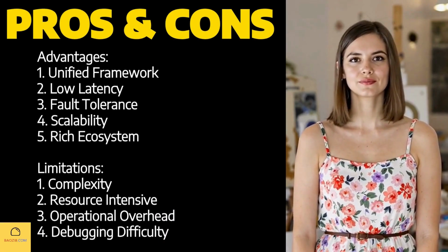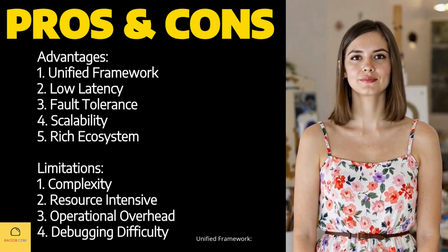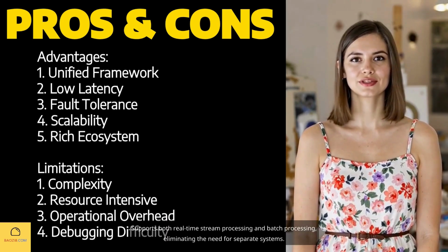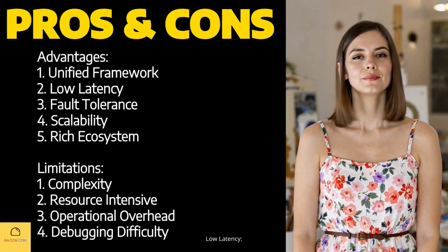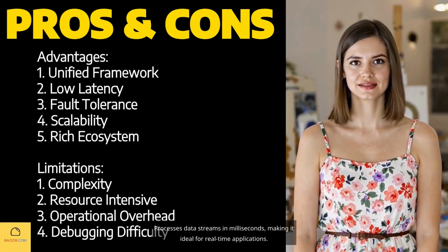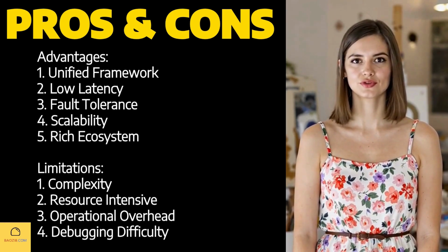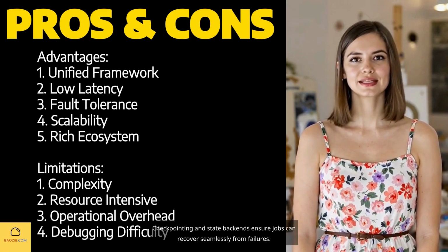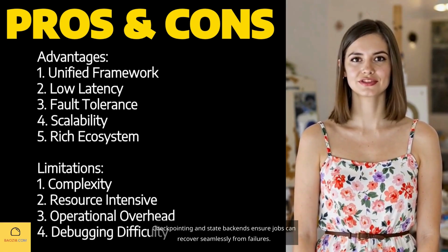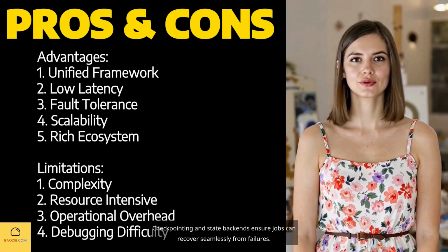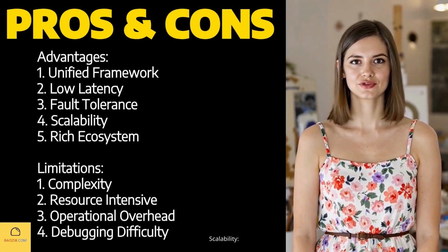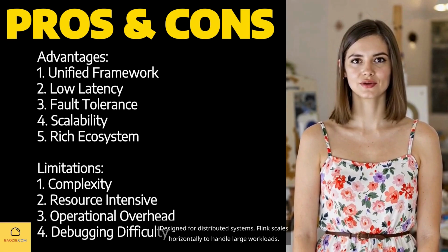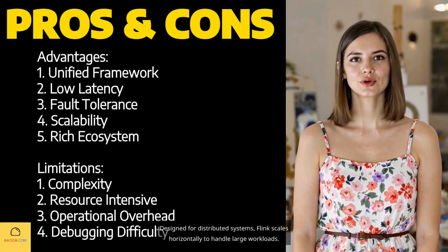Advantages include: 1. Unified framework, supporting both real-time stream processing and batch processing, eliminating the need for separate systems. 2. Low latency, processing data streams in milliseconds, making it ideal for real-time applications. 3. Fault tolerance, where checkpointing and state backends ensure jobs can recover seamlessly from failures. 4. Scalability, as Flink is designed for distributed systems and scales horizontally to handle large workloads.